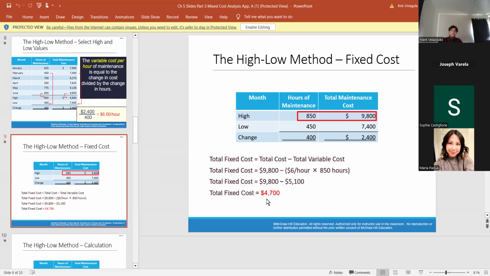The high-low method gives you the fixed cost. An important formula to have in your mind, and we're going to be going through this like crazy: total cost equals variable cost plus fixed cost. Fixed cost is a constant number. The variable cost is units times cost per unit. Once you know the total and the variable, simply subtract to get the fixed.